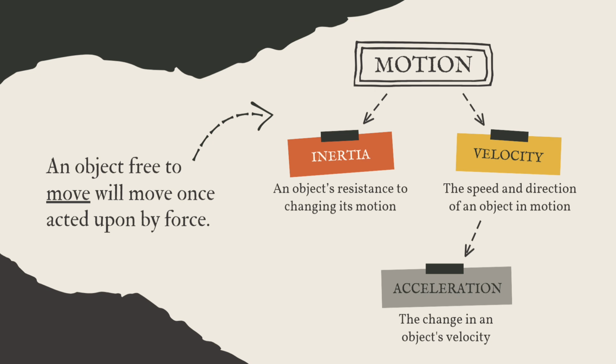Motion. Motion depends on inertia and velocity. Inertia, an object's resistance to change its motion. Velocity, the speed and direction of an object in motion. Velocity depends on acceleration, the change in an object's velocity.